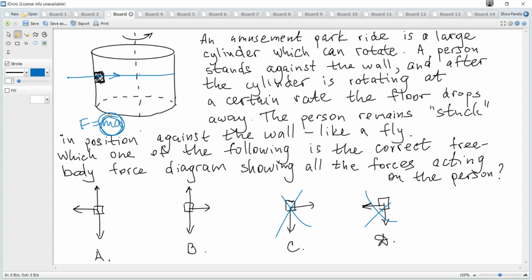So forces are not balanced in the horizontal direction, because there must be centripetal acceleration to the center to rotate or to move in a circle, and the force must be to the center.